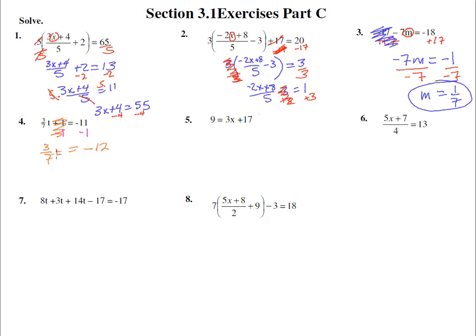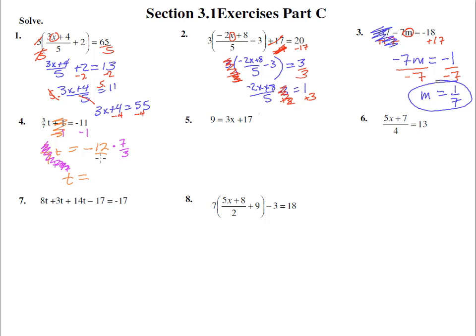Then 3/7 times t, how do we undo multiplying by 3/7? Well, we divide by 3/7. Dividing by 3/7 and timesing by 7/3 are the same thing. So when we divide by 3/7 on the left-hand side, it's gone, and we're left with t equals, and on the right-hand side we have negative 12 divided by 3/7, or written as times by 7/3.